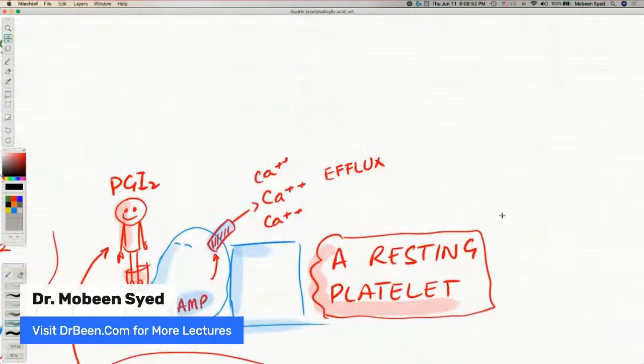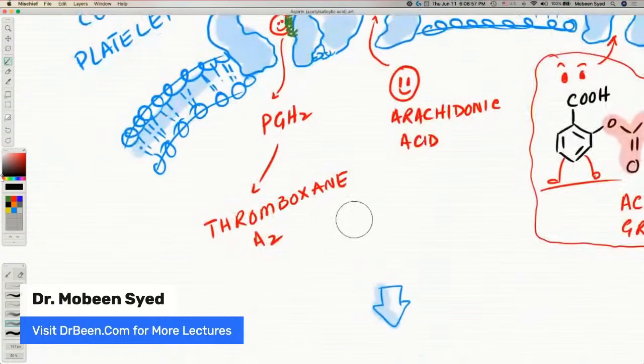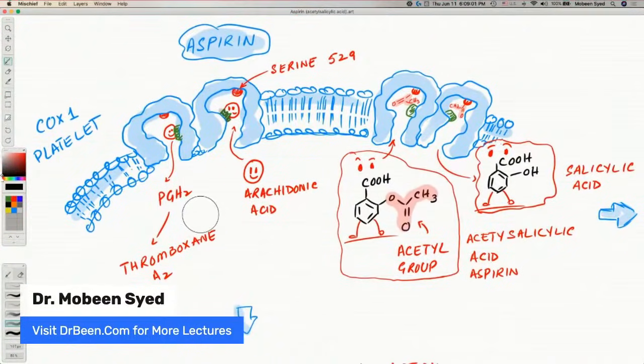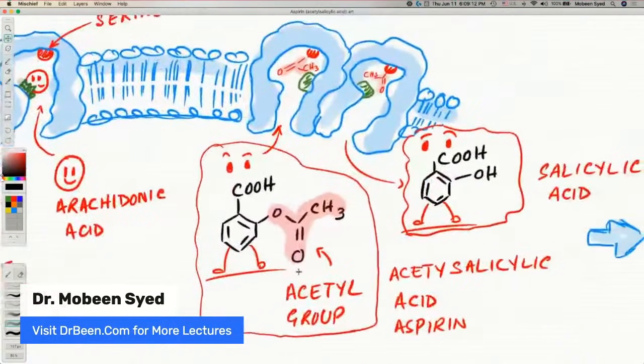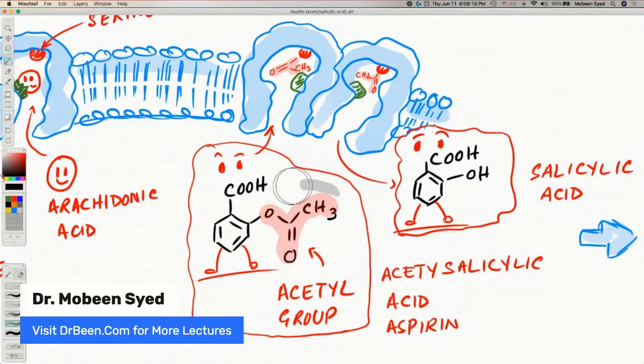Going back here to the cyclooxygenases now. Cyclooxygenases will help produce thromboxane A2, for example. Now here is how acetyl salicylic acid, or aspirin, works. If you look at this diagram here, this thing is the acetyl salicylic acid. In here, this red part is the acetyl part. This remaining part is the salicylic acid.